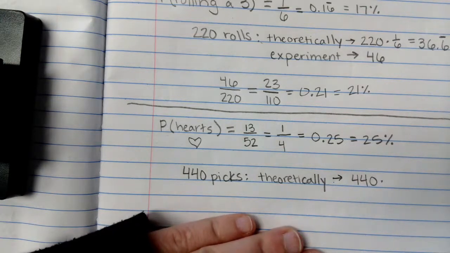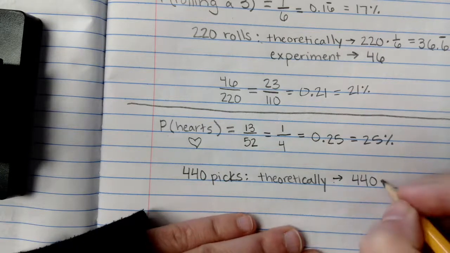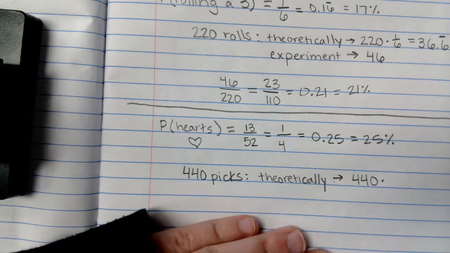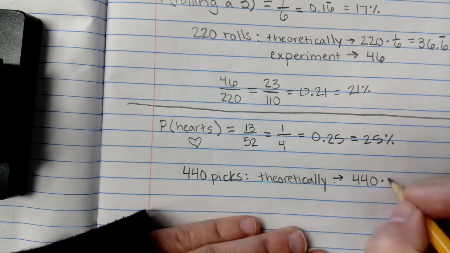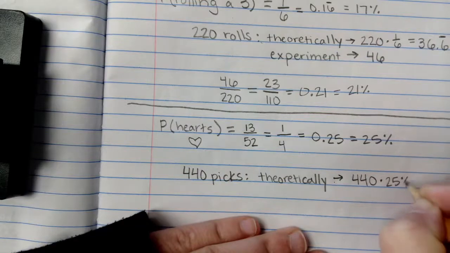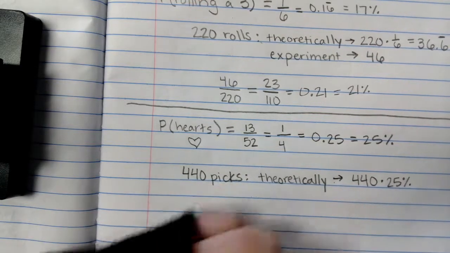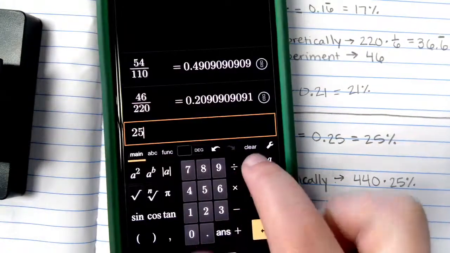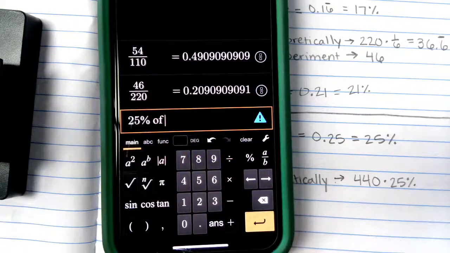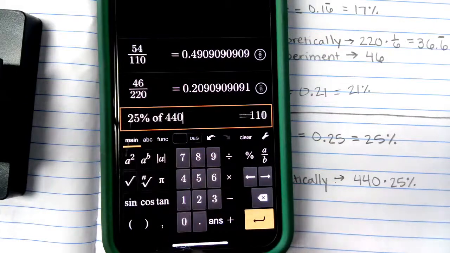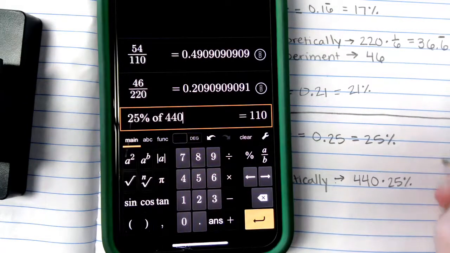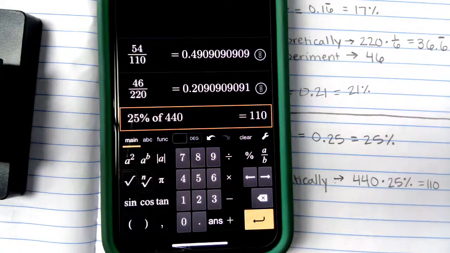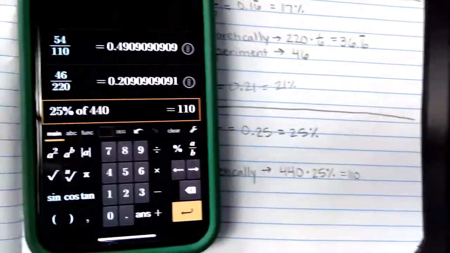Okay, when we do that in the calculator, on Desmos it's kind of goofy. We have to do 25% first, and then we'll put that word of in, 440. And we're going to get, hopefully, about 110 hearts as a class. Okay, so to find the amount that you should get, we're going to take our total amount that we're doing times one part of our probability. We could have multiplied it by 13 over 52. We could have multiplied it by 1/4, 0.25, or 25%.